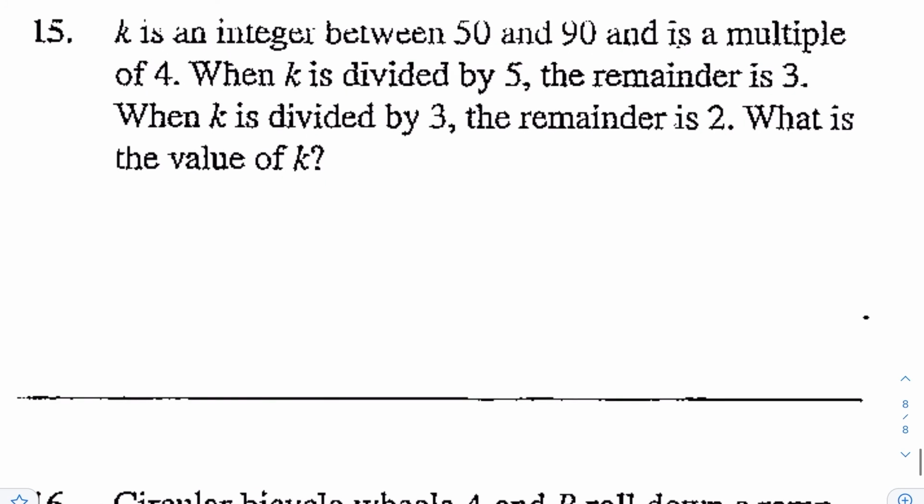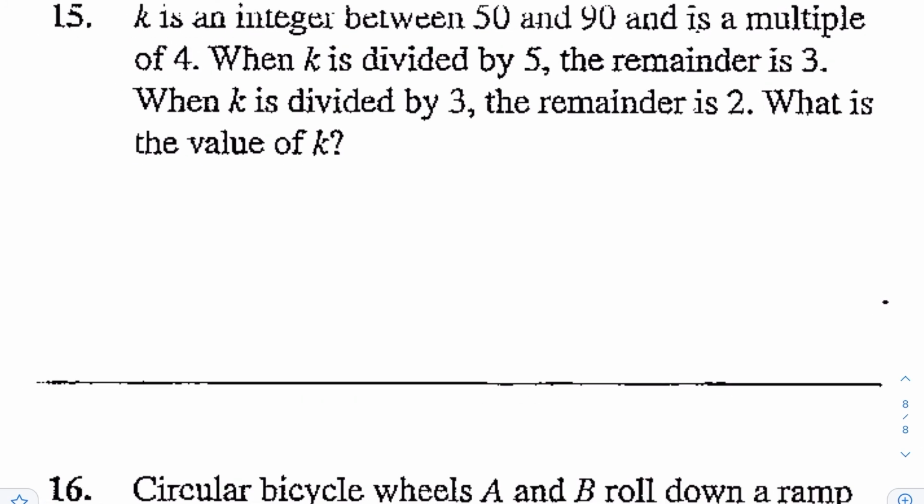All right, next for number 15. K is an integer between 50 and 90, and it's a multiple of 4. When K is divided by 5, the remainder is 3, and when K is divided by 3, the remainder is 2. You want to figure out what the value of K is. Now, it's an integer between 50 and 90, and it's a multiple of 4, so it's in the 4 times table.